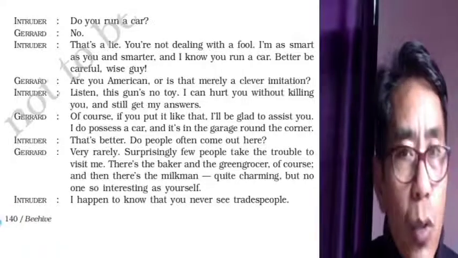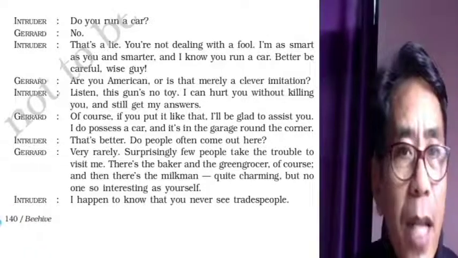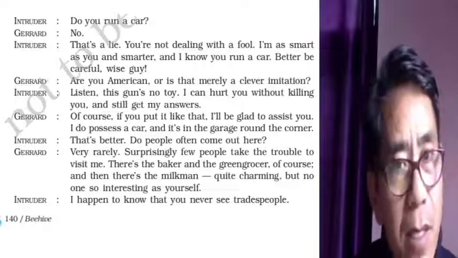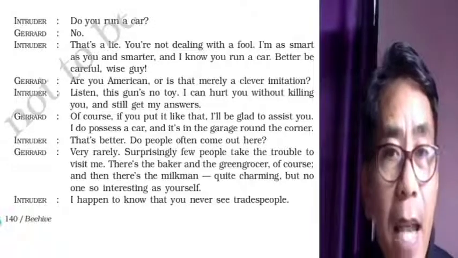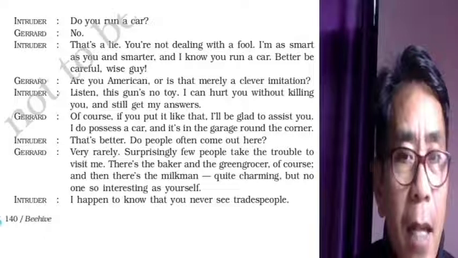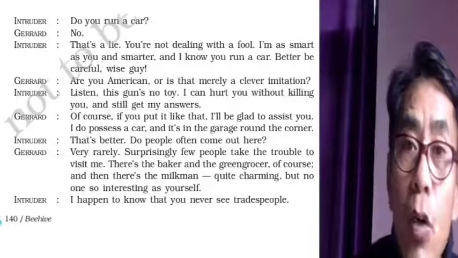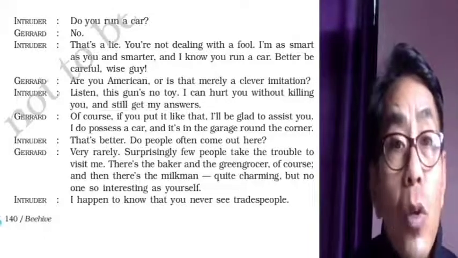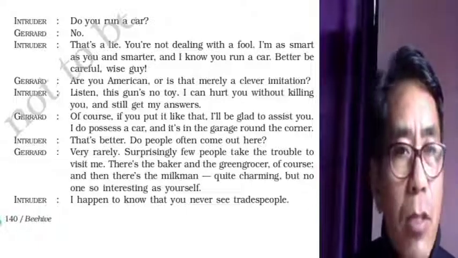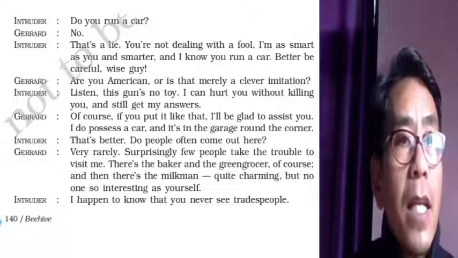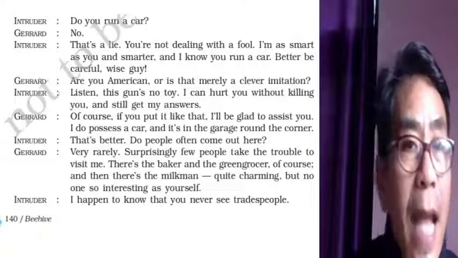And what did the intruder say? Listen, this gun is no toy. I can hurt you without killing you and still get my answers. And then the intruder got angry and told Gerard that the gun he was holding was not a toy. It was an actual gun and it could hurt. Yes, Gerard. And he told Gerard to give the answer.